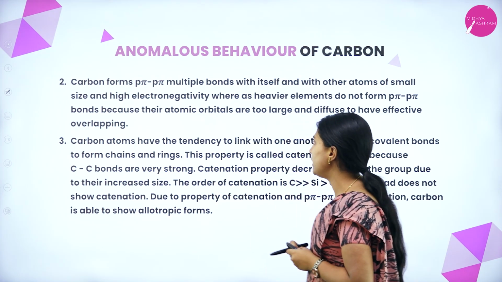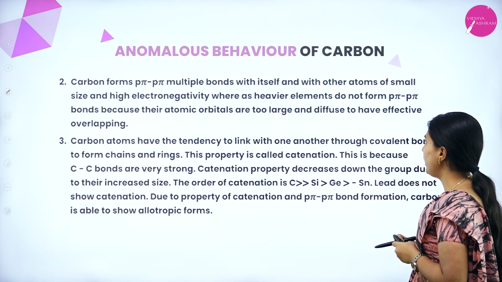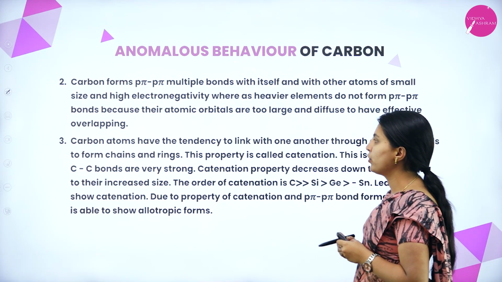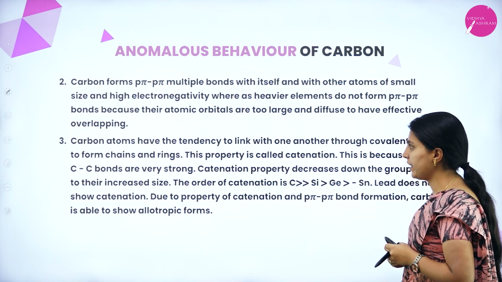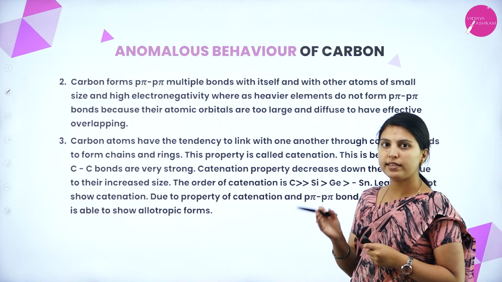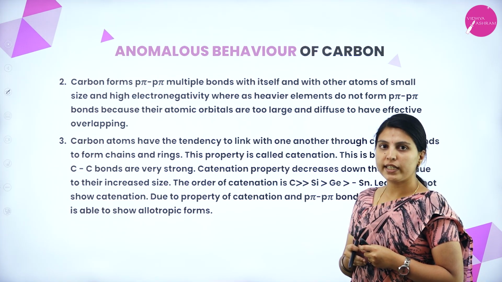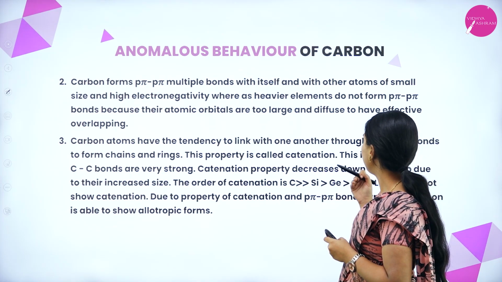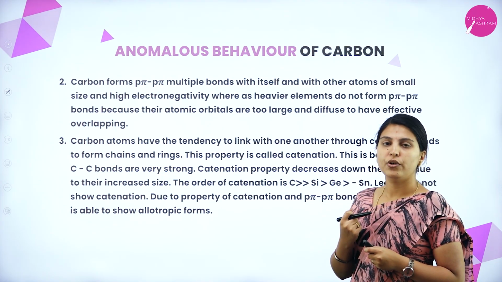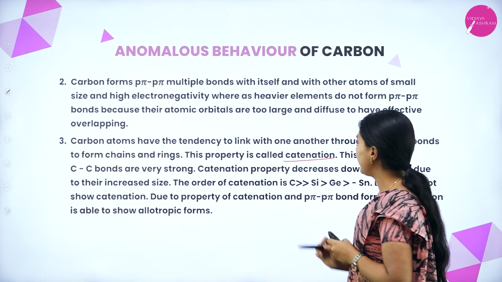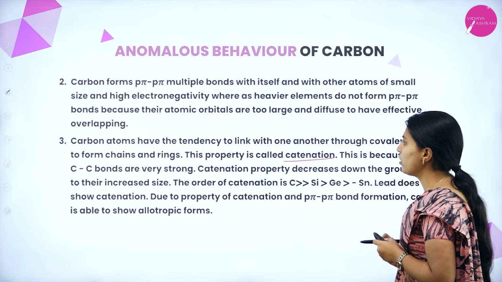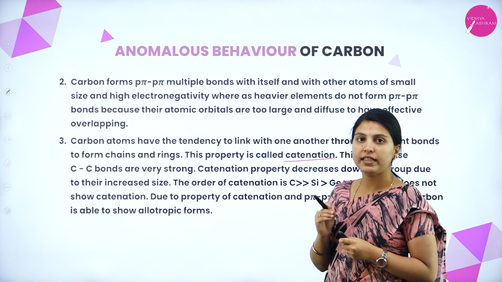Carbon atoms have the tendency to link with one another through covalent bonds to form chains and rings. This property is called catenation. So carbon forms covalent bonds to form chains, rings, branches, anything. That property is called catenation. This is because carbon-carbon bonds are very strong.